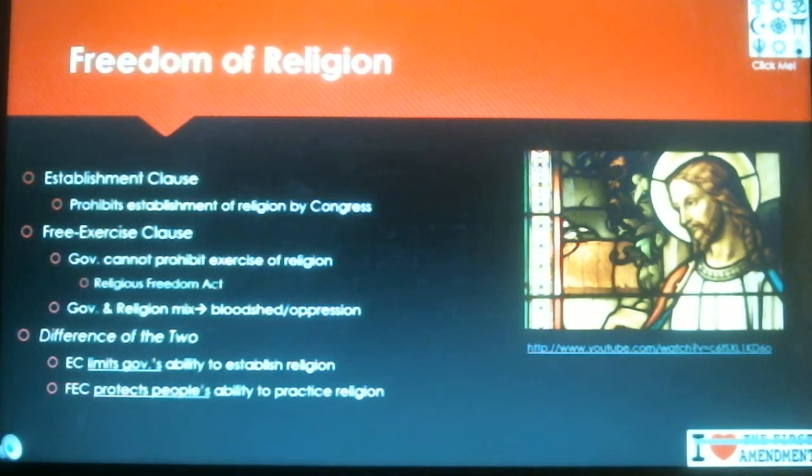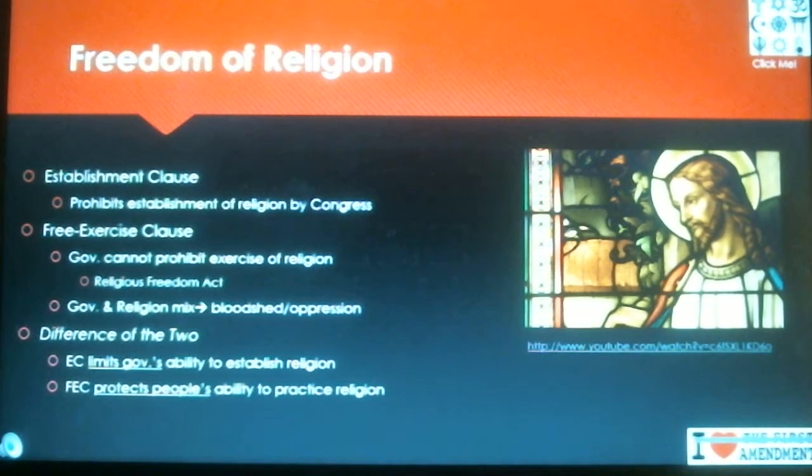When the roles of government and religion are intertwined, the result is usually bloodshed or oppression. The difference between the Establishment Clause and the Free Exercise Clause is that the Establishment Clause limits the government in their ability to establish religion, while the Free Exercise Clause protects the people's ability to practice their religion.